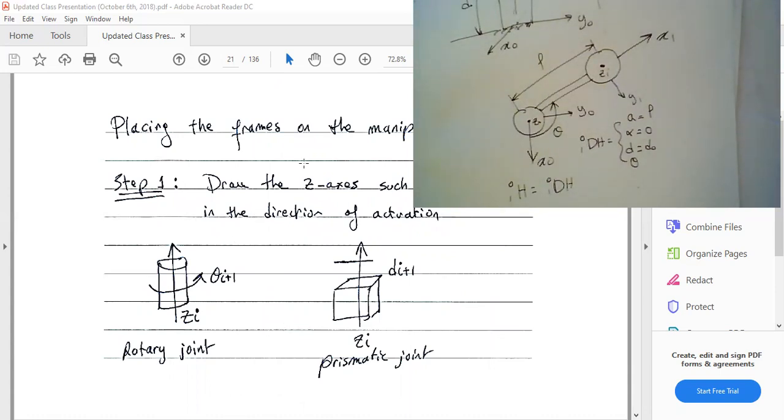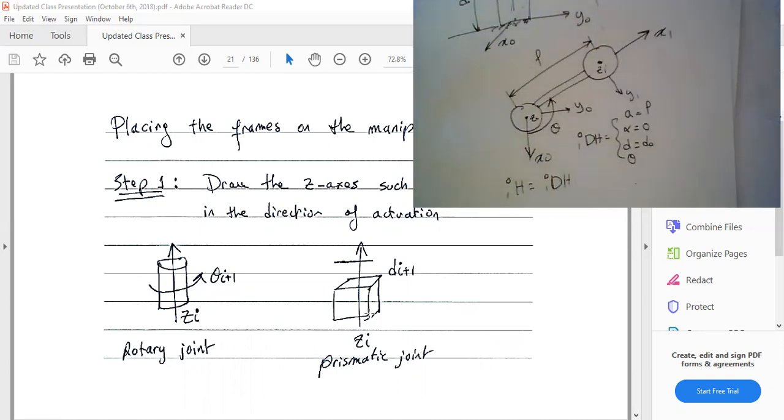So, placing the frames on the manipulator. Like I said, the first step is to draw the z-axis, or the actuation axis, in the direction of actuation. If it is a rotational joint, this is a motor, so this is the shaft of the motor. Your z has to be along the shaft of the motor. If it is a prismatic joint, your z vector has to be along the linear piston axis, the shaft of the piston. This is the first step.